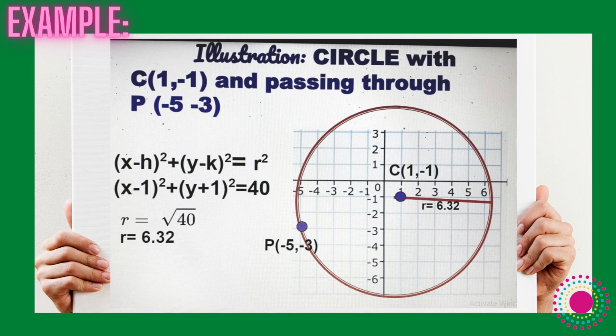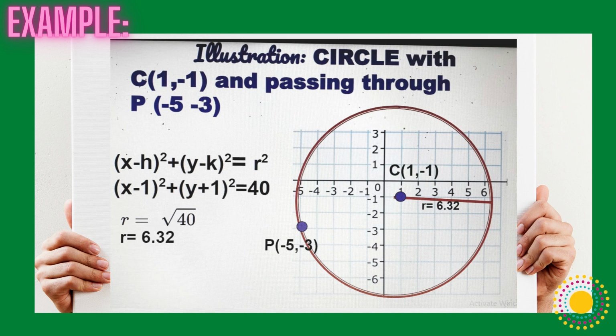Okay, let's have the illustration. So in the illustration, locate the center at 1, negative 1 on the fourth quadrant, and point P, negative 5, negative 3 on the third quadrant. As you can see from our solution, r squared equals 40. So r equals square root of 40. And in decimal, the radius is equal to 6.32.